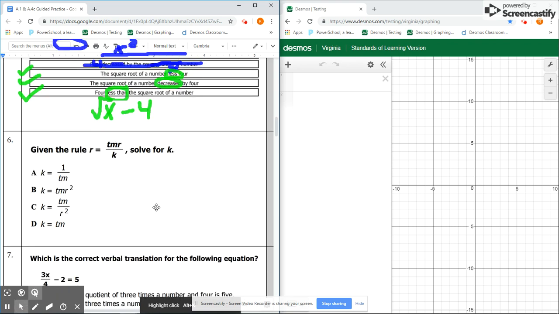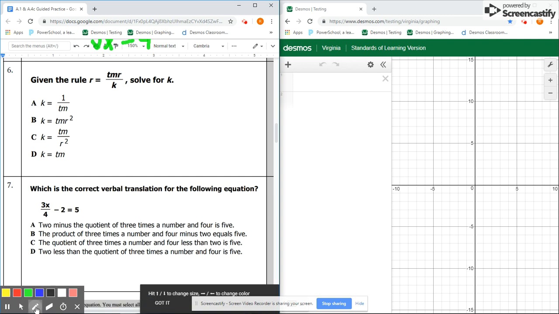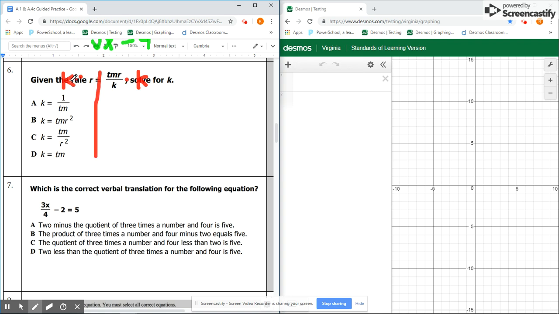Let's look at number 6. All right, number 6. Given the rule r equals TMR divided by k, solve for k. So there are a couple of different ways to do this. The easiest that I think would be to solve this is to multiply by k on both sides. We'll multiply by k. All right, so on the left side here, we're going to have k times r. And on the right side, we're going to have the k's cancel, and we'll have T, M, R.